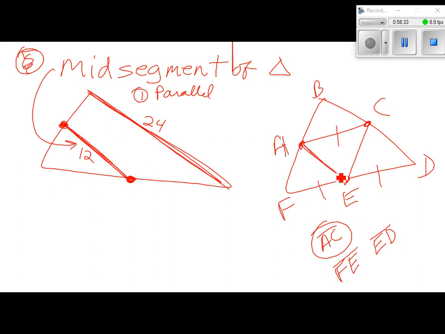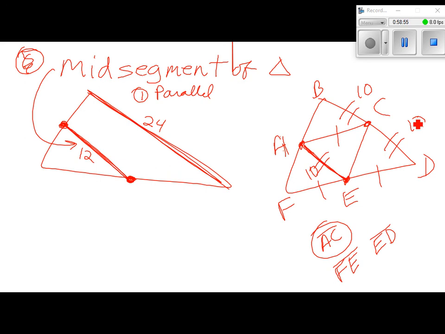How about segment AE? Give me 2 segments that it's congruent to. Segment BC and segment CD. So if I told you AE was 10, what do you know about segment BC? 10. How about segment CD? How about segment BD? 20. So on, so on. Be able to find all that stuff, whatever I give you.